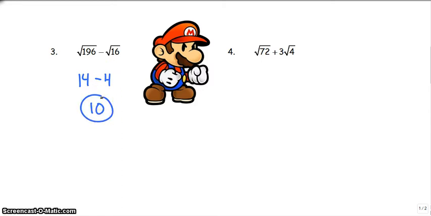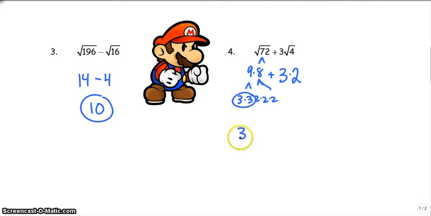Here, in example 4, I have a perfect square. I get 3 times square root of 4 is 2. And I also have square root of 72, which I'm going to break up and do the factor tree method. So 72 is 9 times 8. 9 is 3 times 3. 8 ends up being 2 times 2 times 2. If I were to multiply all these back up, they would get me to 72.